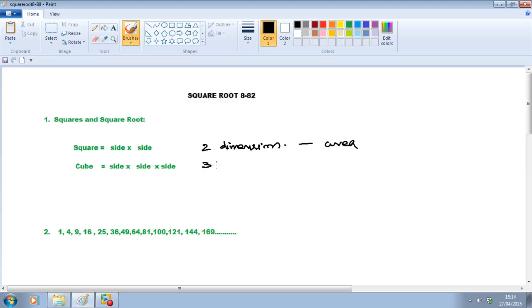The next one, cube, is three dimensional. There are three dimensions for this, isn't it? One dimension, two, three. So we call it cubic. Area is in square. This is cubic, so what we call this is volume.